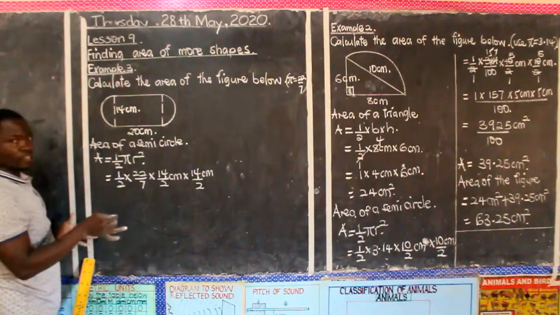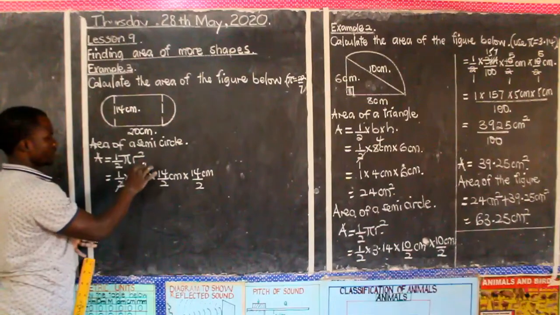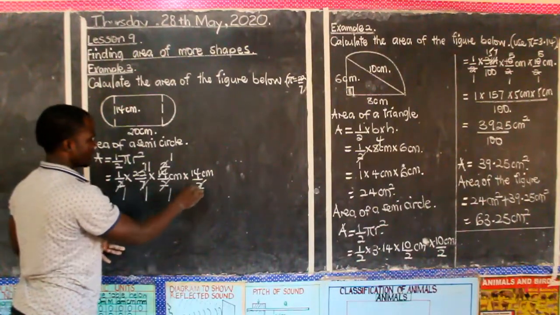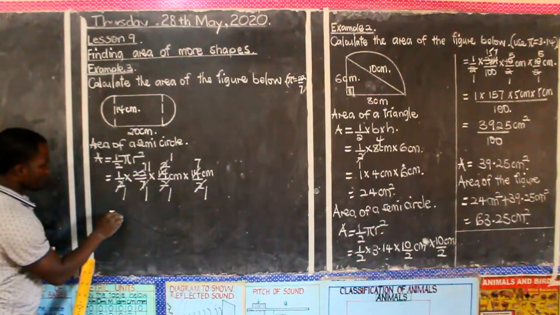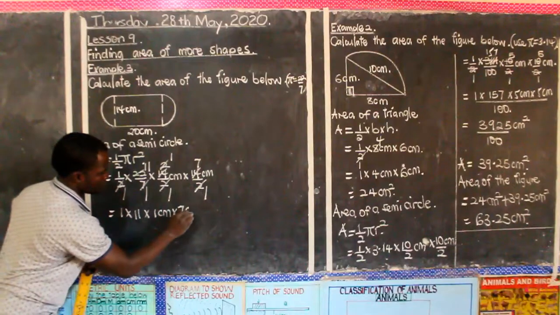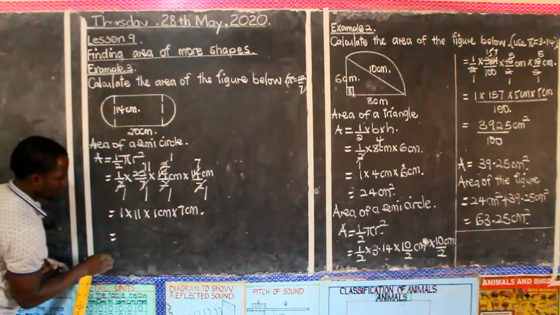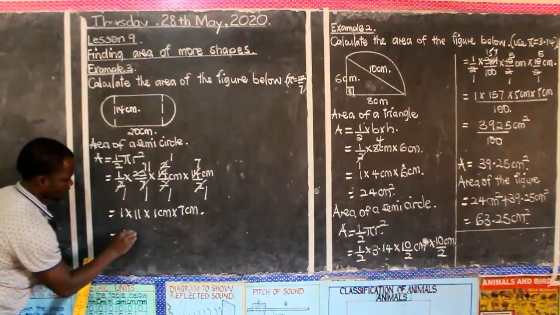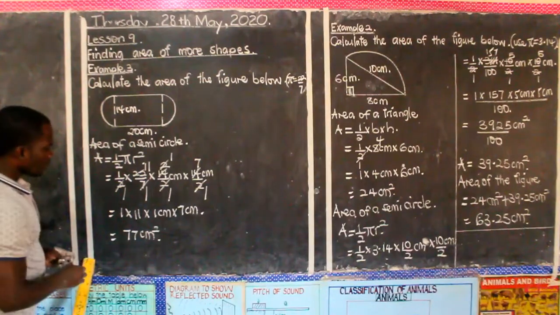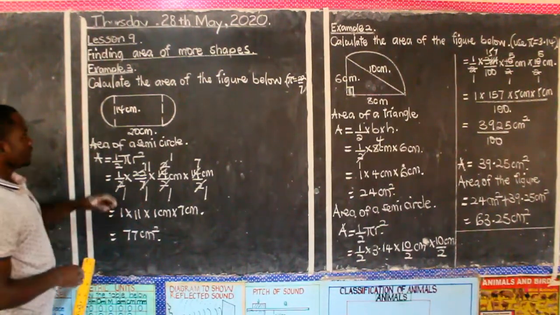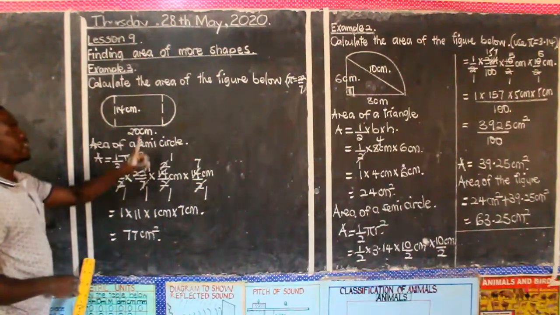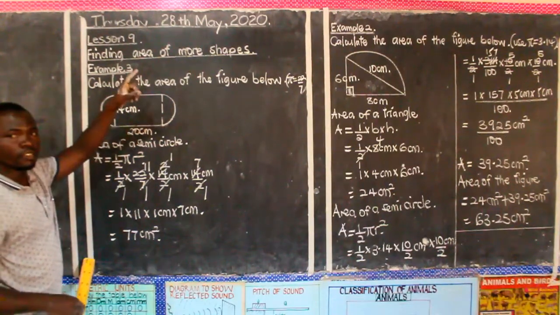Okay? So we shall now divide by 2 once, by 2 11, by 7 once, by 7 2, by 2 once, by 2 once, by 2 once, by 2 7. So we shall have here 1 times 11 times 1 centimeter times 7 centimeters. So the area of one semicircle is 77 square centimeters. Okay? Remember, I said this semicircle and this semicircle, they are the same. If this semicircle is 77 square centimeters, even this one is 77 square centimeters.